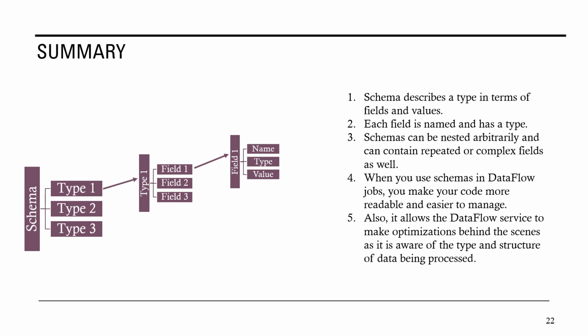So let's summarize. A schema describes a type in terms of fields and values. Each field is named and has a type. Schemas can be nested arbitrarily and can contain repeated or complex fields as well. When you use a schema in Dataflow jobs, you make your code more readable and easier to manage. Also, it allows the Dataflow service to make optimizations behind the scenes as it is aware of the type and the structure of data being processed. For example, the Dataflow service optimizes the encoder and decoder required for serialization and deserialization of data as it moves from one phase to another.